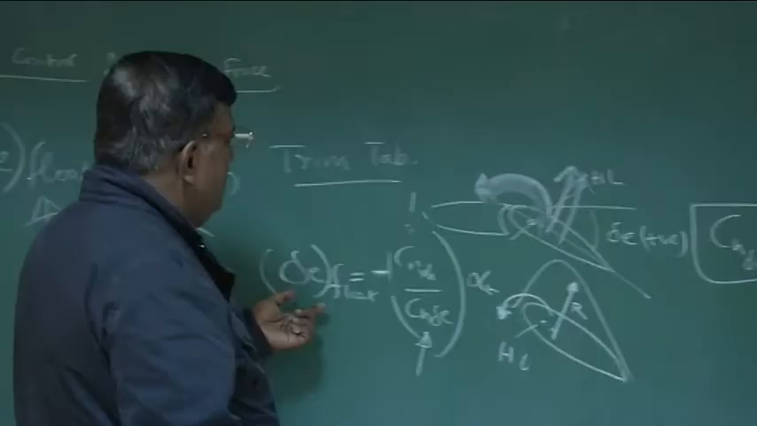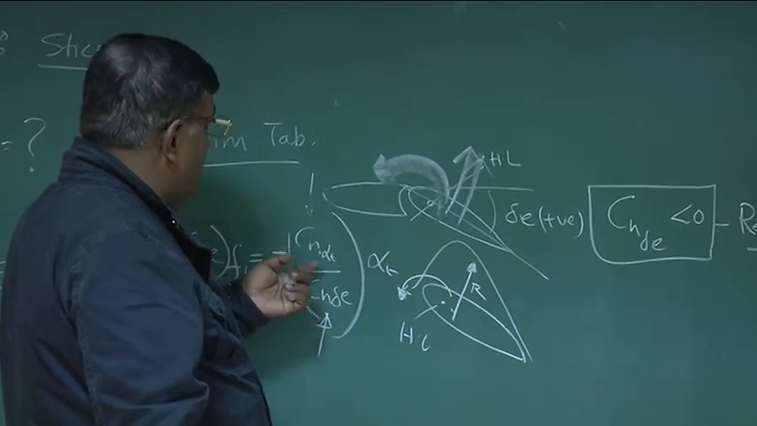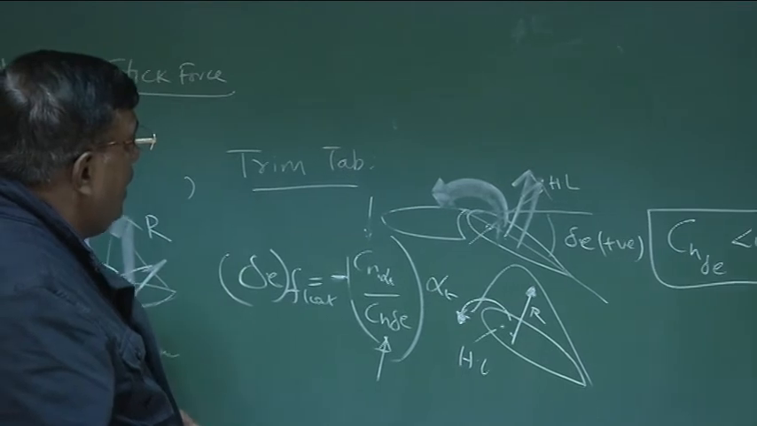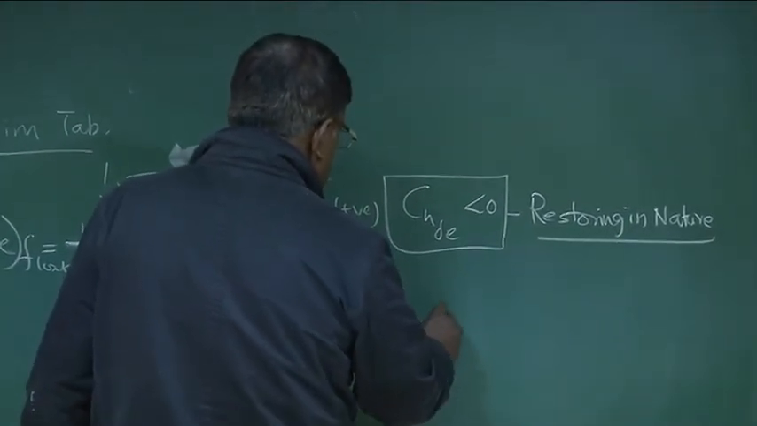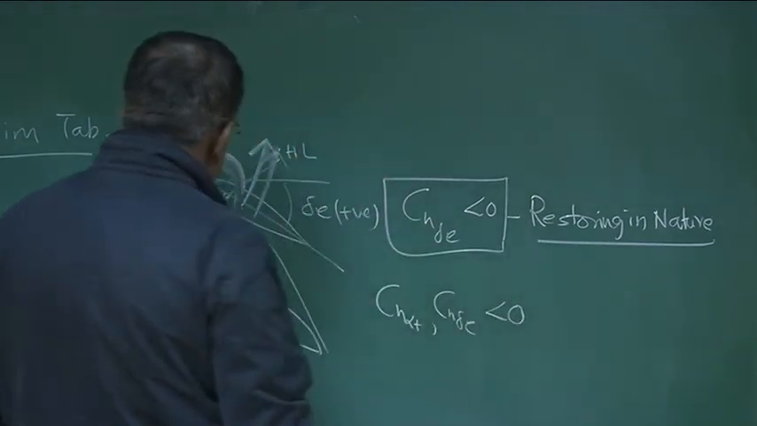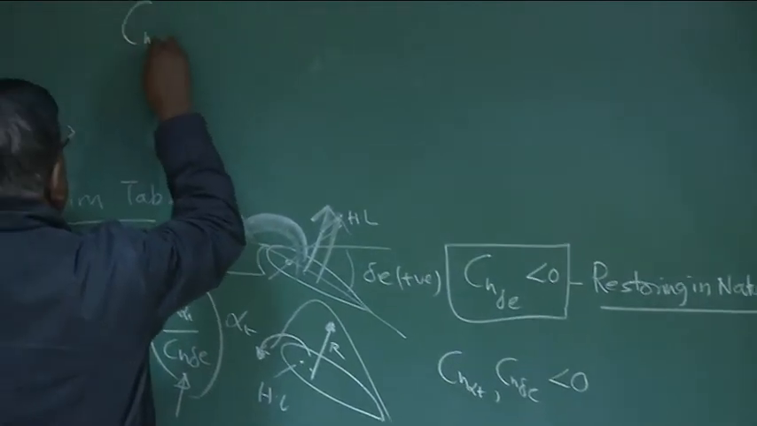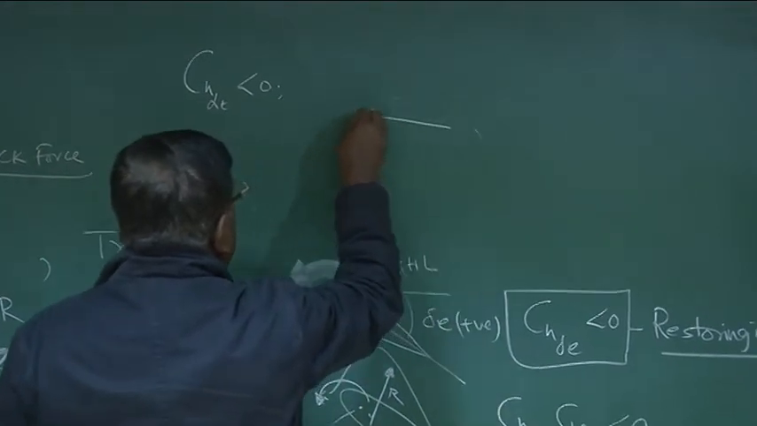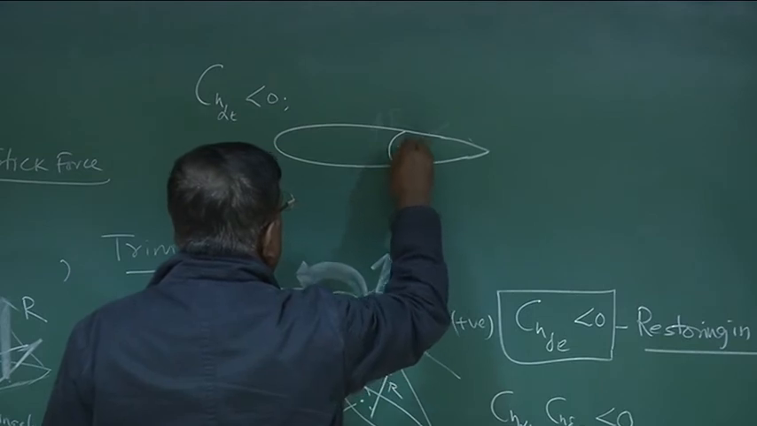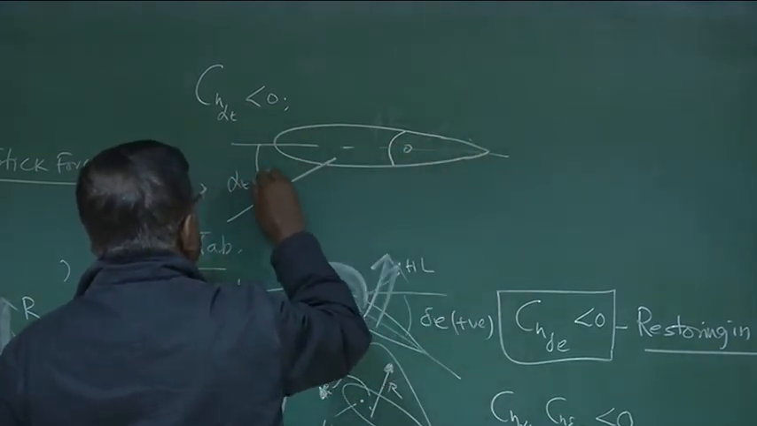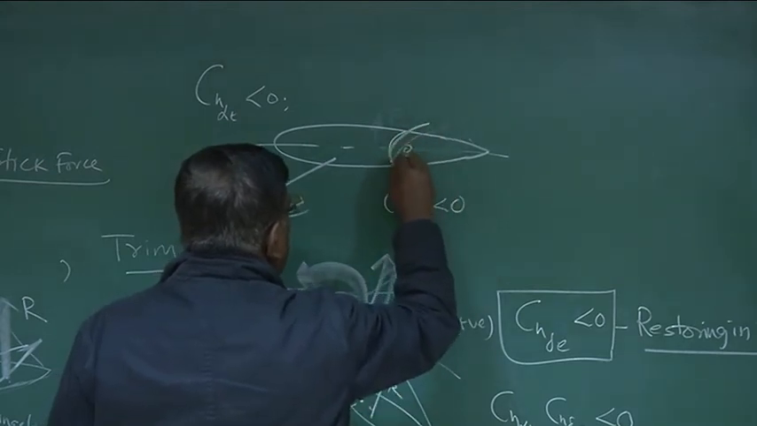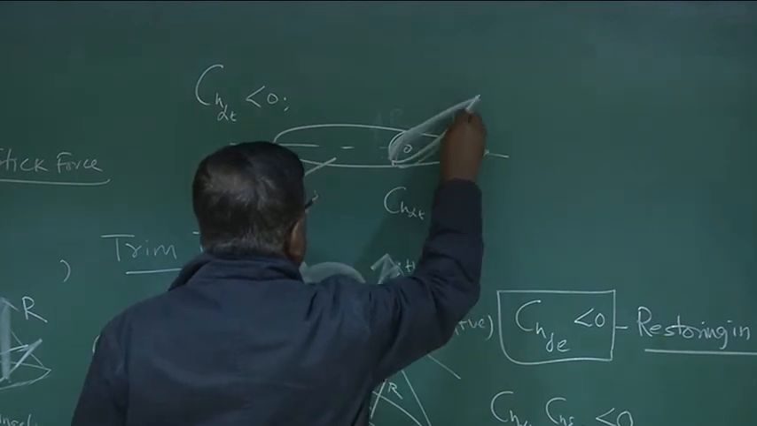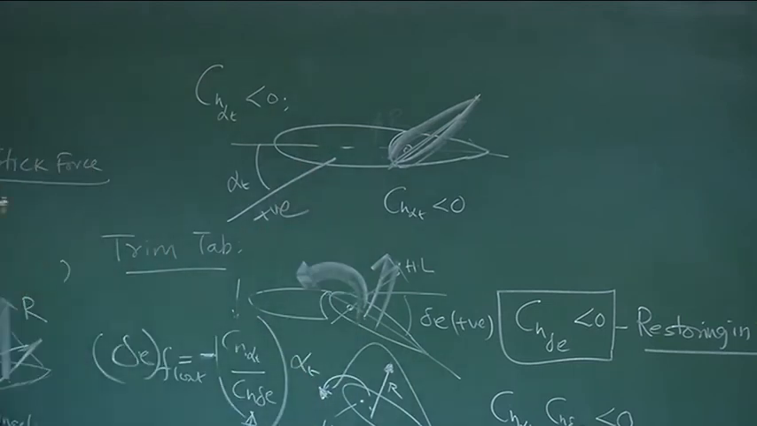We realize delta E float, which I can calculate if there is no trimmer, as CH alpha T by CH delta E into alpha T. Then I also try to understand the meaning of CH alpha T, because as long as the hinge line is ahead, CH alpha T and CH delta E are both negative. Okay? Negative CH alpha T means, if this is your tail and this is the elevator, for a positive alpha T, CH alpha T less than zero means it will have a motion so that this floats like this. It gives a hinge moment negative, that is nose down. Hinge moment positive is nose up. Okay, this is the meaning of that.